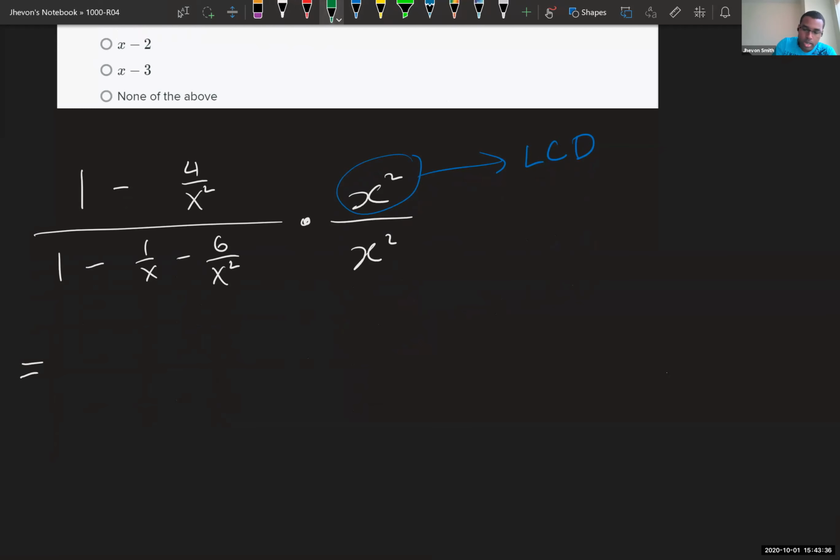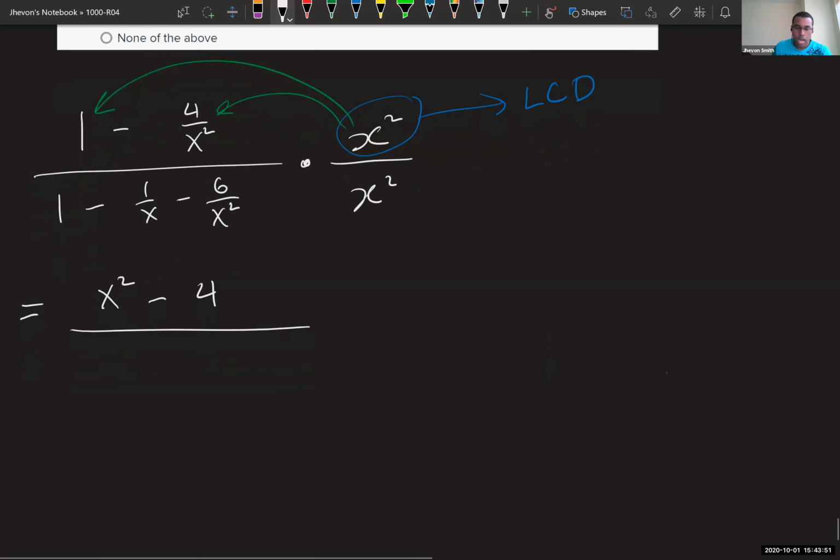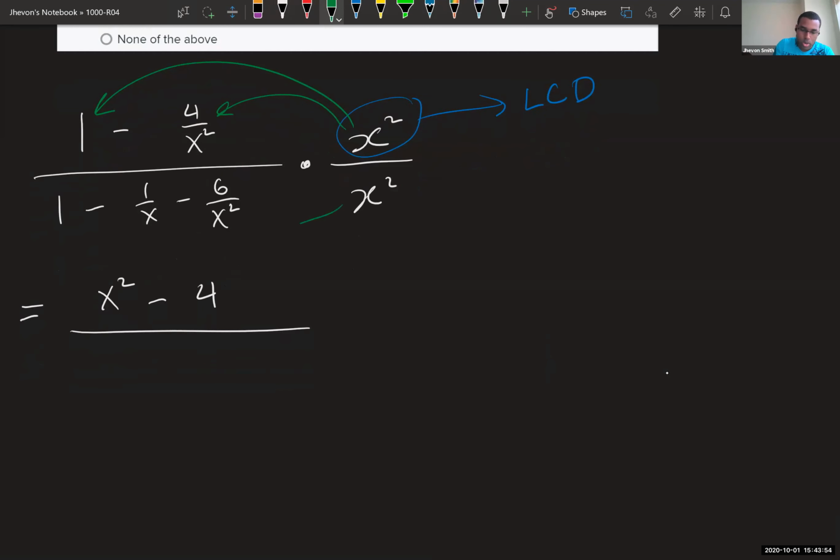So what you would do here is take the x squared, multiply the 1, and you get x squared. Take the x squared, multiply this, it'll cancel the denominator, so the numerator just becomes x squared minus 4. You'll notice that these are the numerators of the x squares that we were trying to create before. You would do the same thing in the denominator. The x squared times that, the x squared times that, the x squared times that. So x squared times the 1 is x squared, times the 1 over x is x, times the 6 over x squared is 6, right?